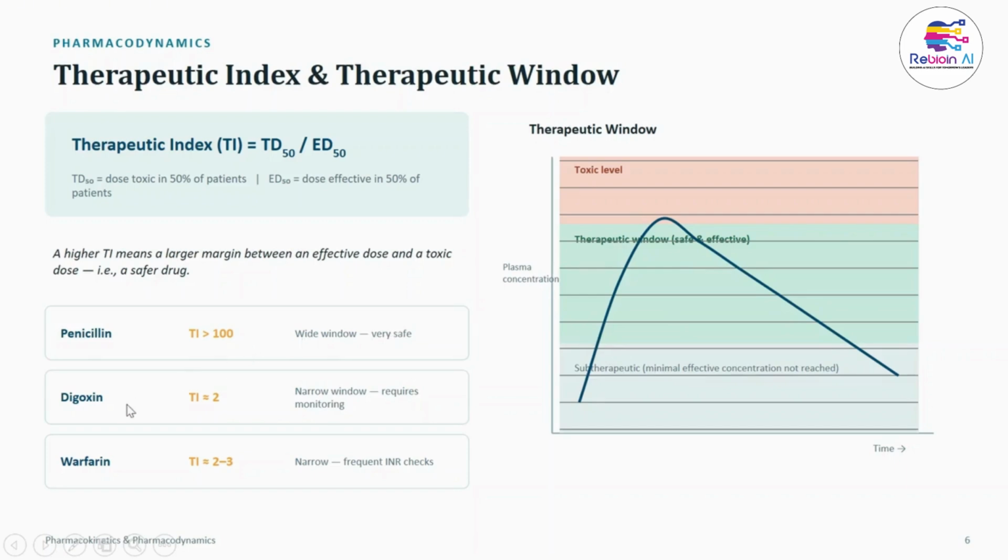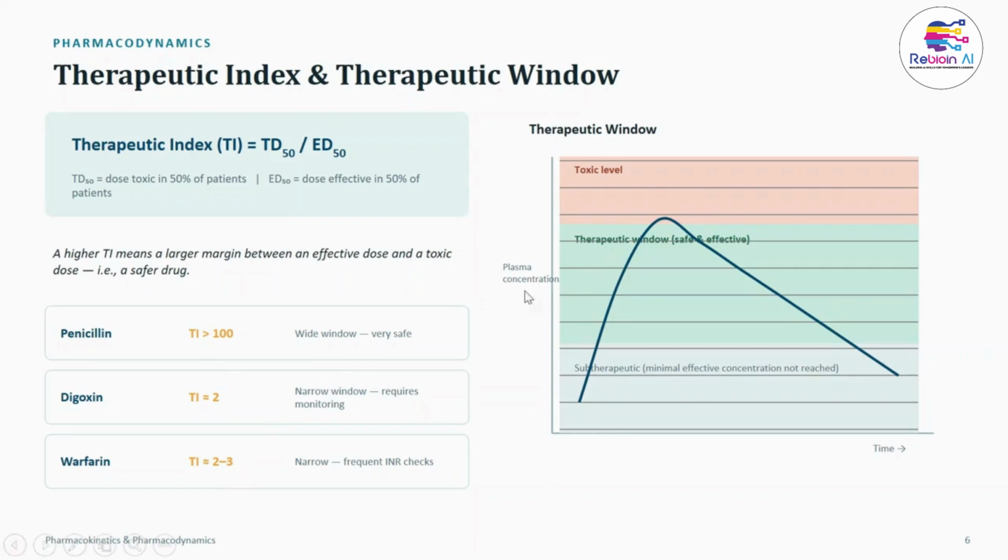The next example is digoxin. Its therapeutic index is very low, so it is a narrow window and requires monitoring. And warfarin has a therapeutic index of 2 to 3, which is very low, so it needs frequent INR checks in the hospital. Because we know the therapeutic index of these drugs, we can monitor whether they are safe or not.